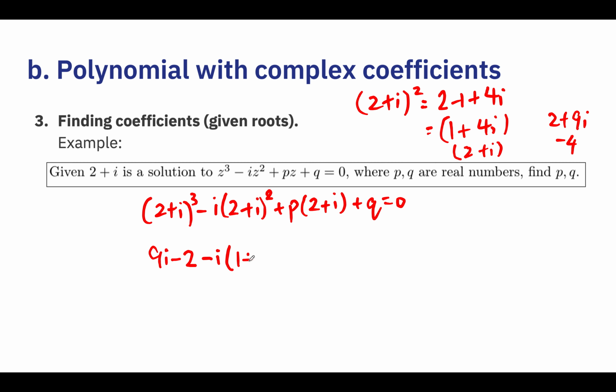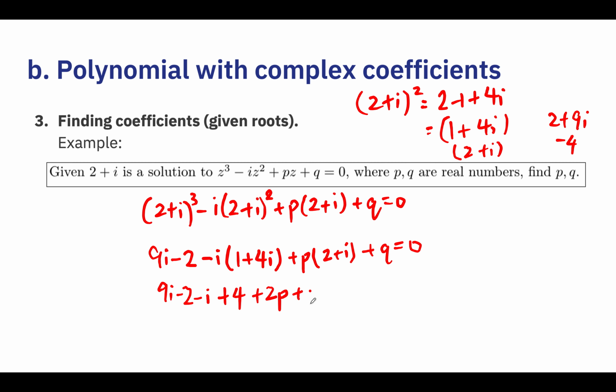Minus i times (3 + 4i), plus p(2 + i), plus q equals 0. And we try and simplify it more: 9i + 2 − 3i + 4 + 2p + pi + q equals 0. Now we sort according to the real and imaginary parts. The real part would be 2 + 4, which is 6, plus 2p plus q. And then our imaginary part would be 9 − 1, 8i, plus p.